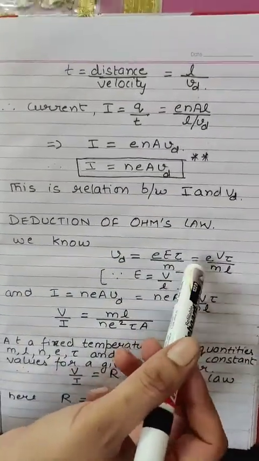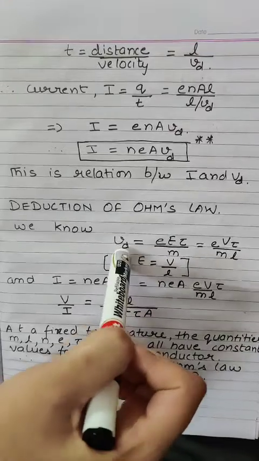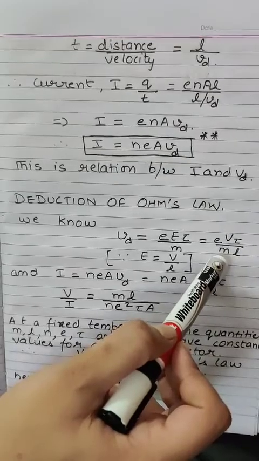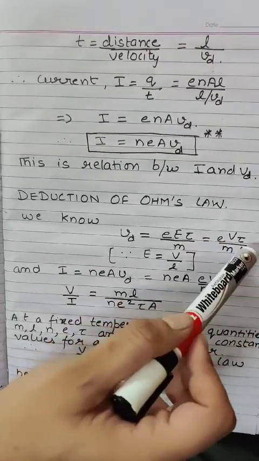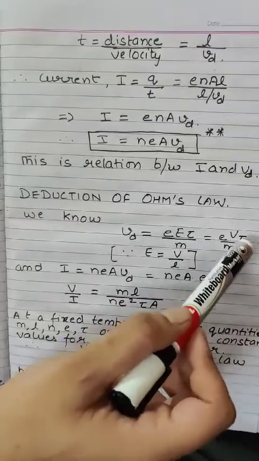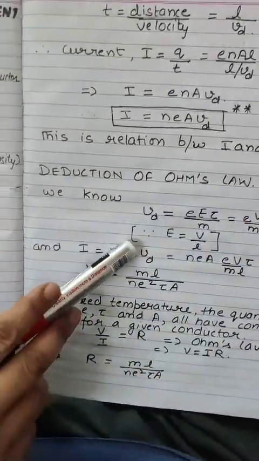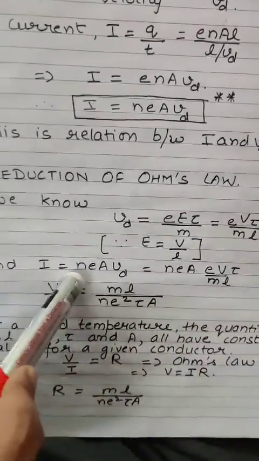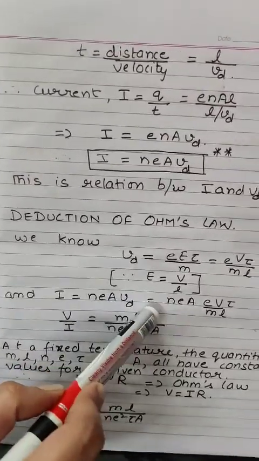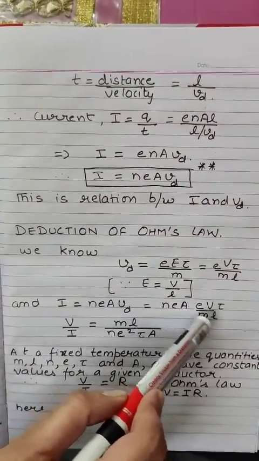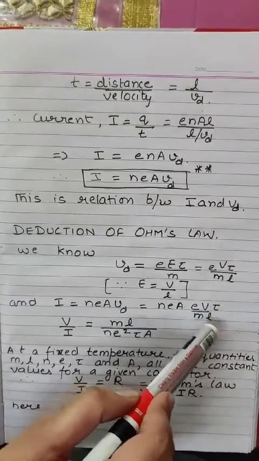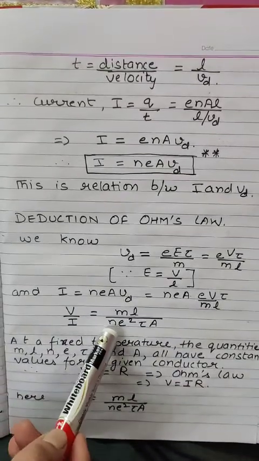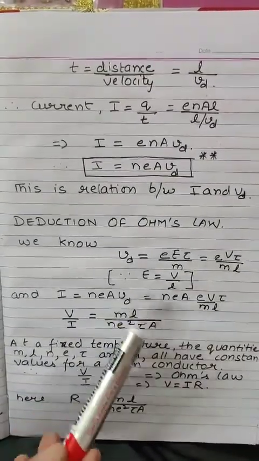From here we come to the conclusion that Vd is equal to e into V by L into τ by m. V by L, why? Because E is equal to V by L. We have just put the value of E in this relation. And we have found the relation I is equal to neAVd. Now putting the value of Vd in this equation, we get I equal to neA into eVτ by mL, and from here V by I is equal to mL upon ne²τA.